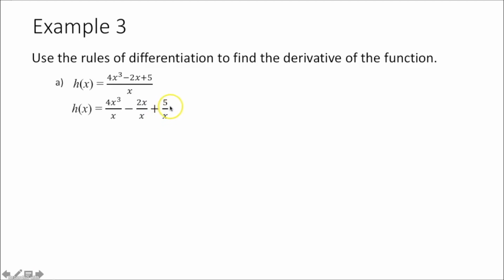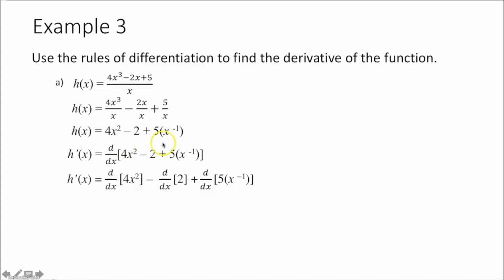Remember, I don't want to take the derivative of a fraction right now. So what I'm going to do is rewrite this as x to the negative first power. Now, if I take the derivative here, I'd take the derivative of each of these terms. Derivative of 4x squared. Remember, constant multiple rule, I have 4, so I'm going to leave that to the end and just take the derivative of x squared, which is going to be 2x to the first power, then multiply that by 4.